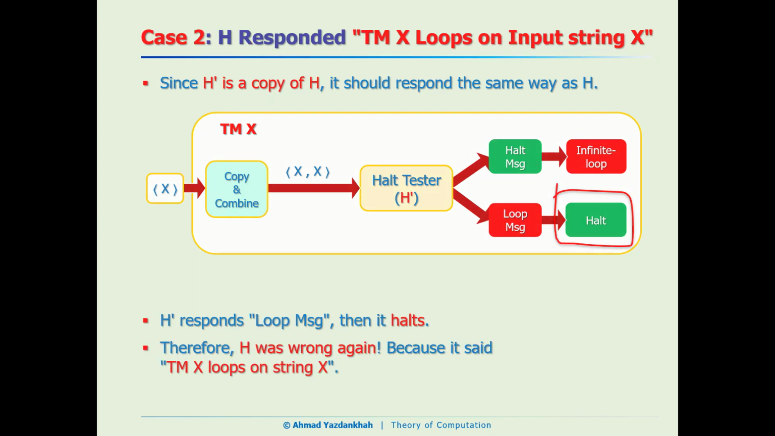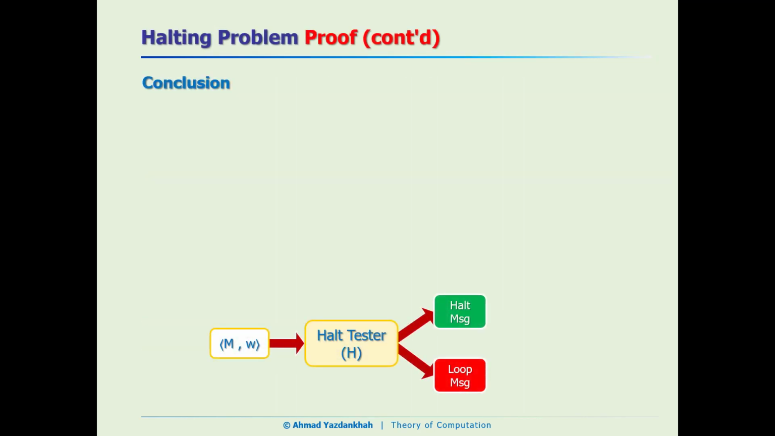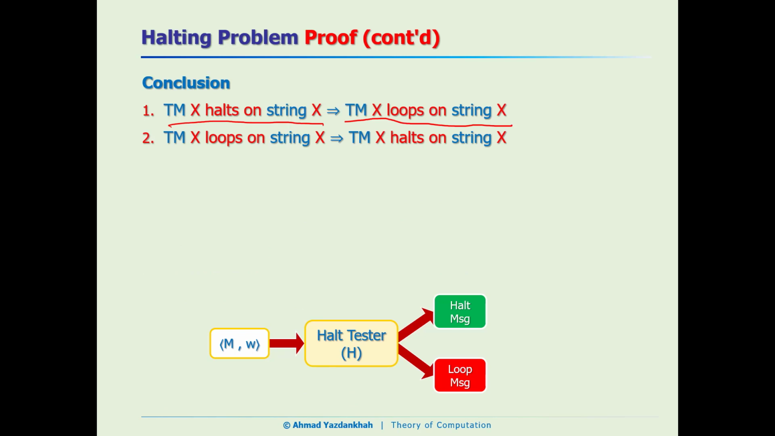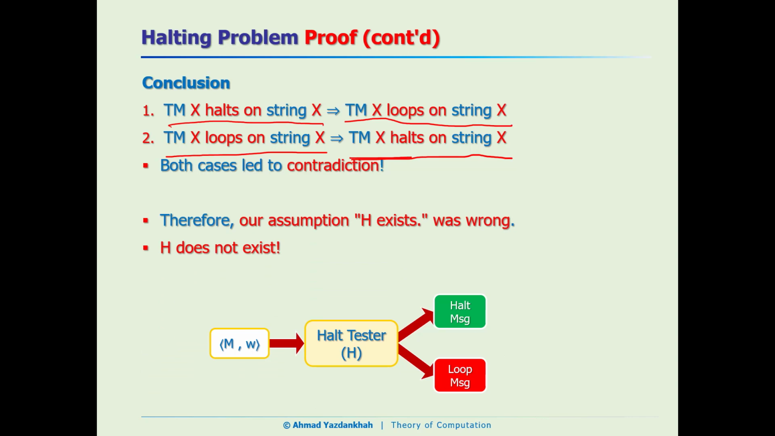All right, so here is the conclusion. In the first case, Turing machine X halts on string X; we concluded that Turing machine X loops on string X. And when Turing machine X loops on string X, we concluded that Turing machine X halts on string X. Both cases led to contradiction. So who should we blame? Our assumption: H cannot exist.